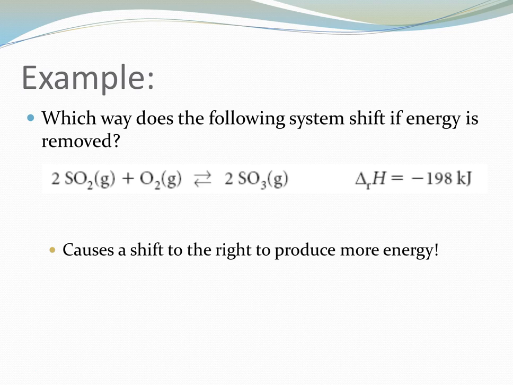In this example, the reaction is exothermic. This means that the energy would be a term on the product side. If energy is removed from the system, it means that a product is being removed. To compensate, the equilibrium will shift to the right to produce more energy. As a consequence, there will also be an increase in production of sulfur trioxide.